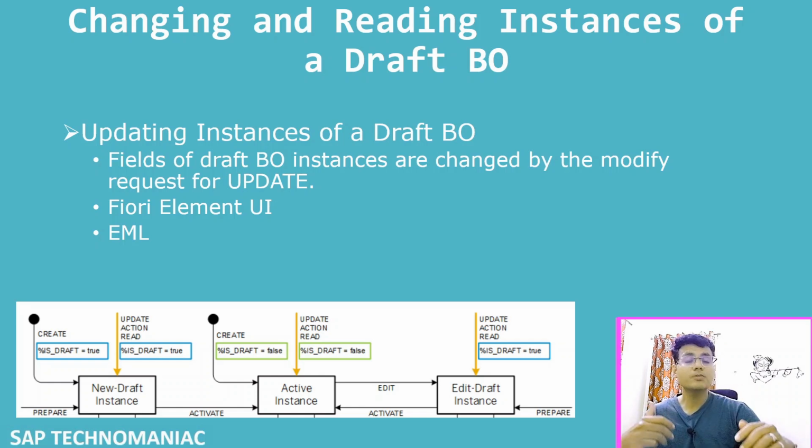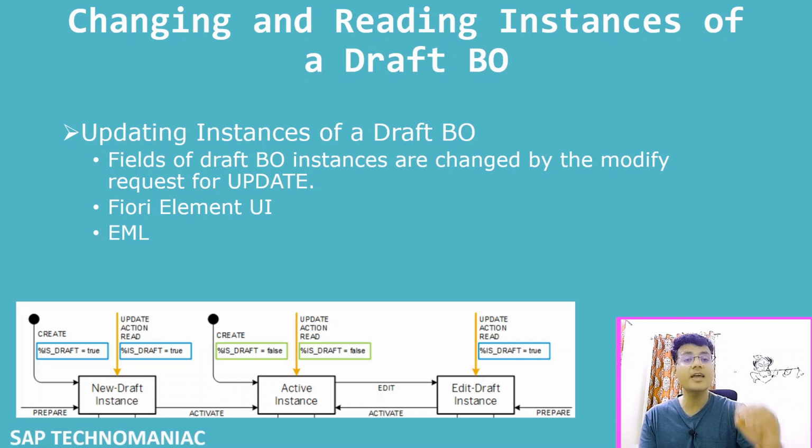And once you click on the save button, that time it will trigger the activate action, prepare, then activate action. That time, internally through the activate action button, this modify request for update with draft equal to false will trigger, and it will update the active instance when we are working with the Fiori, when we click on the save button.